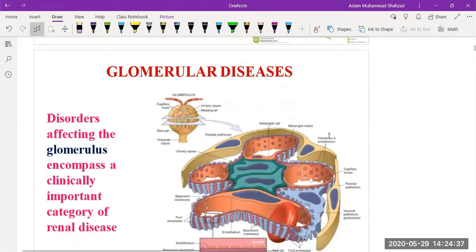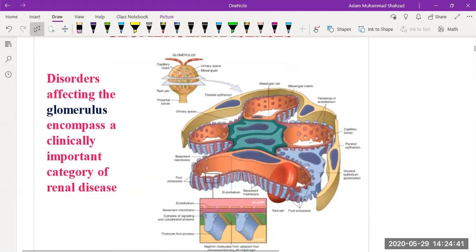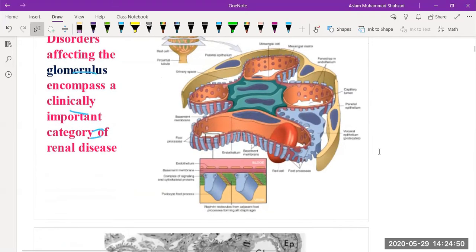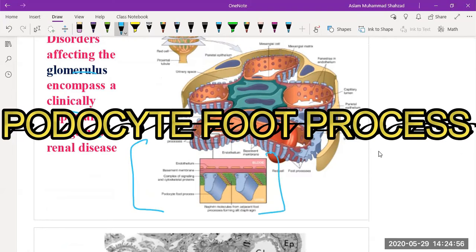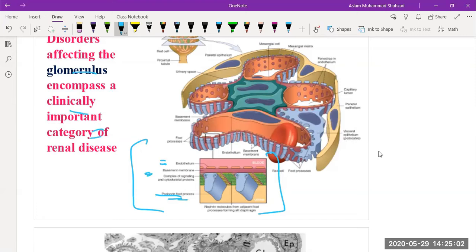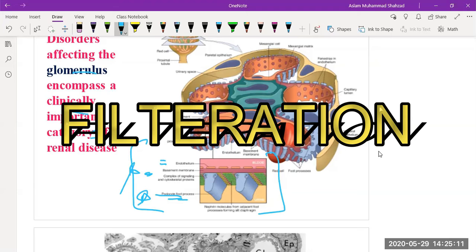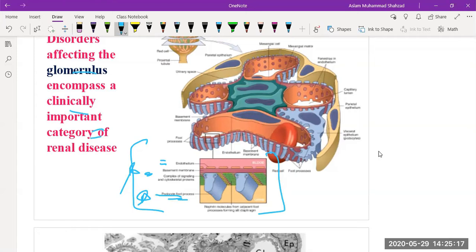So what is glomerular disease? It is a disease affecting the glomerulus that consists of clinically important categories of renal disease. This is how the glomerular structure looks. The most important thing in the glomerulus is this section, which consists of podocyte foot processes and the endothelial basement membrane. Most diseases are linked either to a problem with the podocytes or with the basement membrane, because these are the sites responsible for filtration of material, absorption of glucose, salt, or iron, and preventing the elimination of lipids. So that is very important.